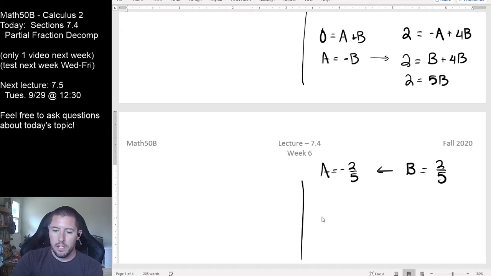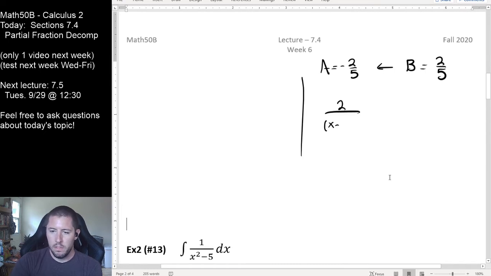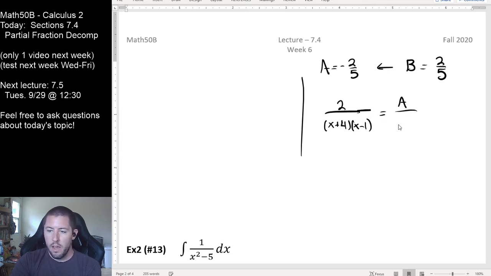And what this is allowing us to conclude then is that 2 over x plus 4 times x minus 1, apparently, is the same thing as, we wrote this as a over x plus 4 plus b over x minus 1. So it looks like I can actually write this now as a is negative 2/5.